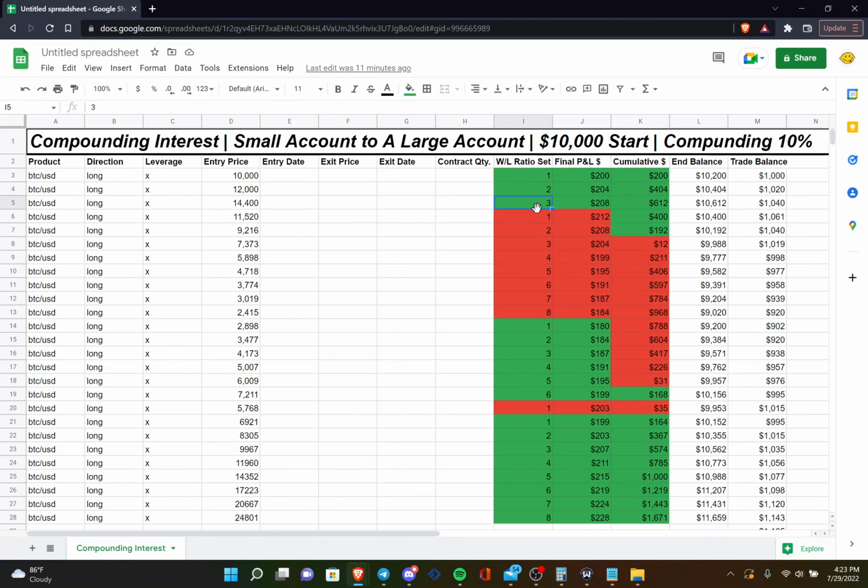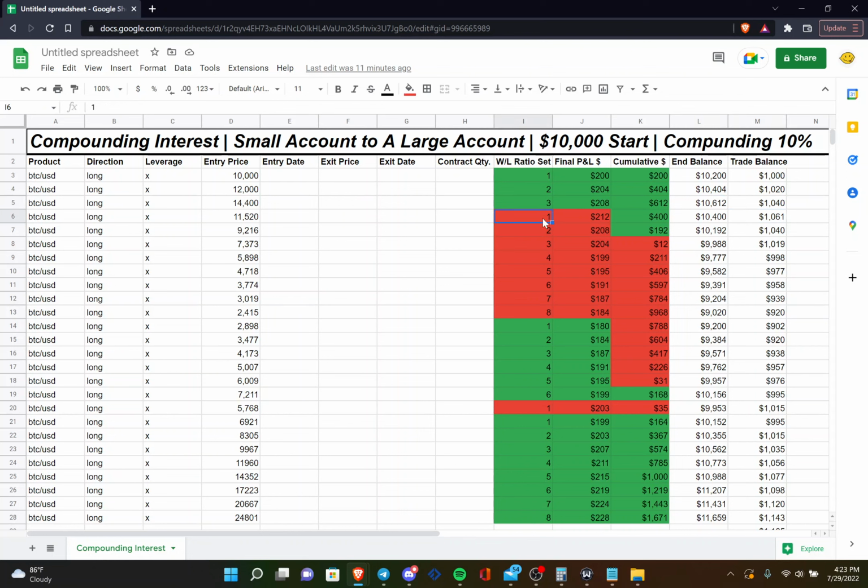All right. So in the third trade, we made $208, and as you can see, we're making $4 more because we're exposing our account a little bit more because of the compounding interest. And now total, we've made $612, so that's about 6% of the $10,000. So we're at $10,612 total, and now our trade balance is going to be $1,061. Okay.